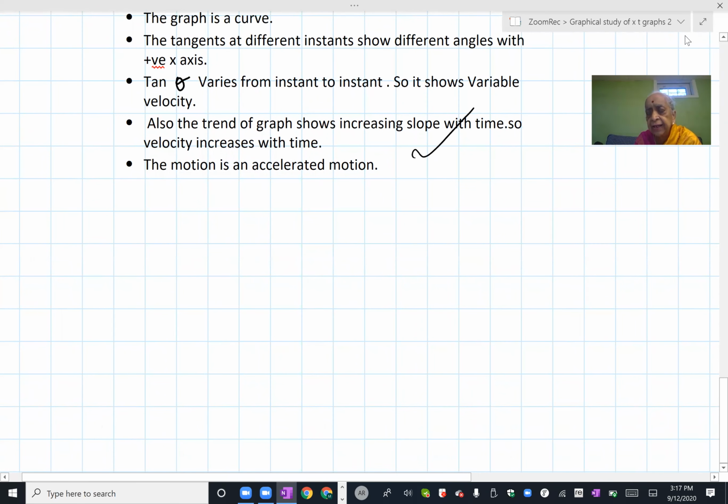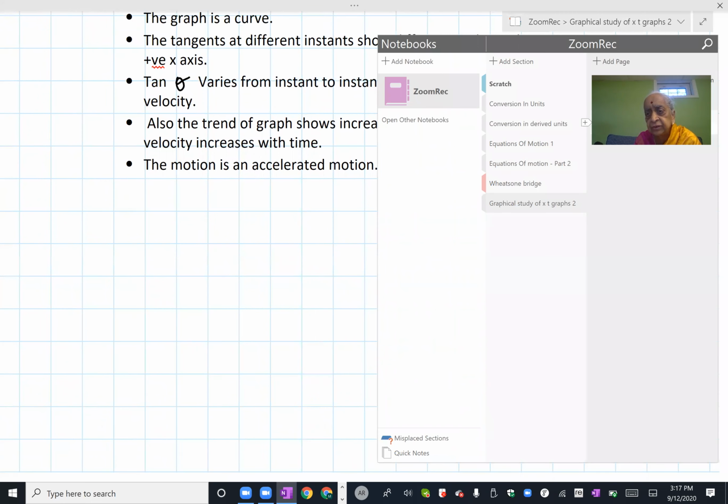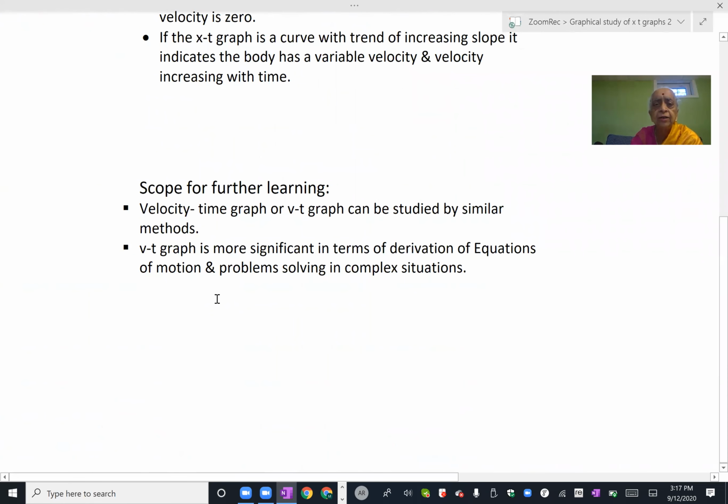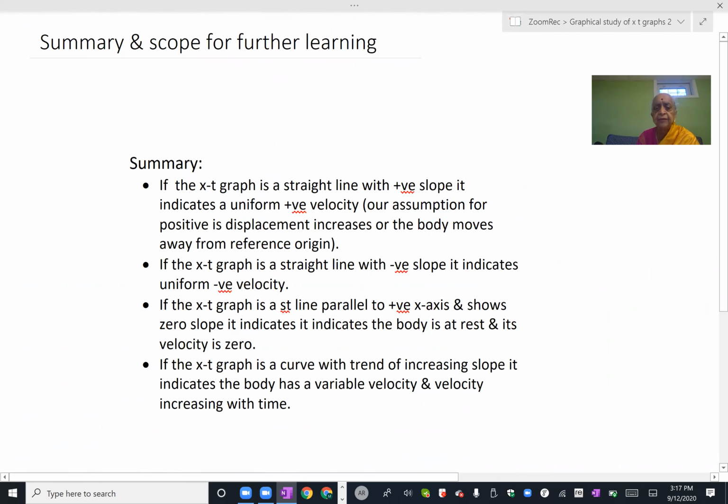Now, is there any further graph? That is all. Now we have to make a summary of the whole lot. What are the things that you have to tell in the summary? What did we see in the A graph, the B graph, the C graph, and the D graph? These are the 4 graphs that have been analyzed, and the summary of that is given here.